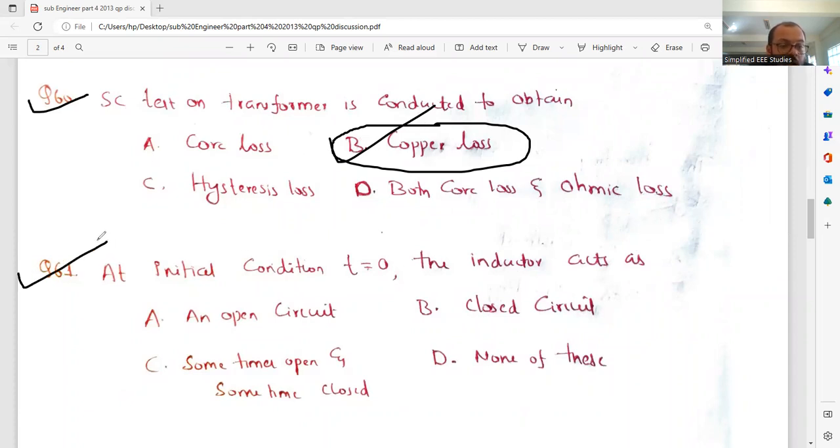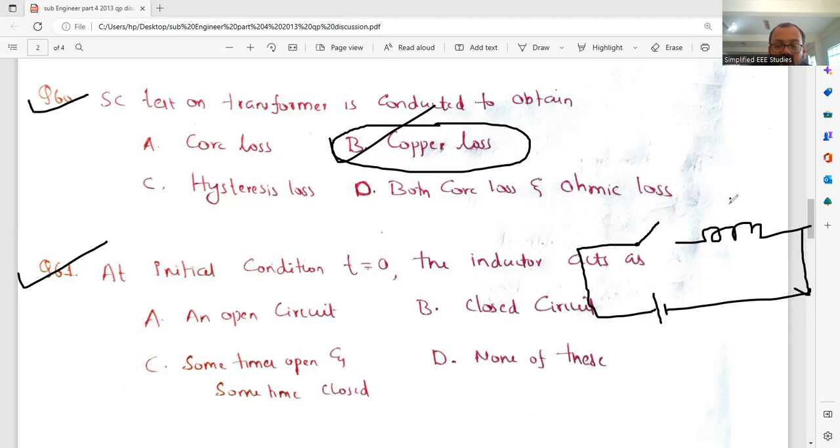Question number 61. At the initial condition, t is equal to 0. So you can consider one inductor, and one switch also you please consider. Now suppose we are providing a supply. This is your inductor. Initially, there is an immediate change of current. That particular duration is known as transient behavior or transient period. Afterwards it becomes steady. That is called steady state behavior.